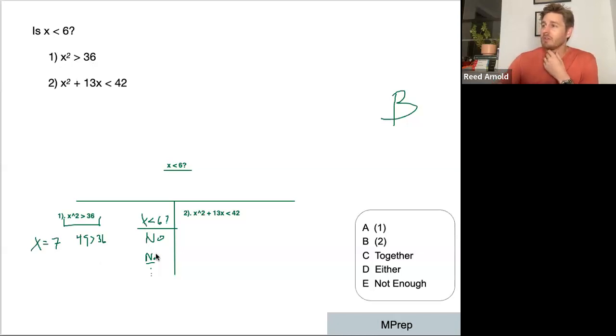So why is statement 1 insufficient? Well, because you can't assume positives. If I say -10, for instance, -10 squared is 100. Yeah, that's bigger than 36. Is X less than 6? Yes. And this, by the way, is what proves insufficiency in data sufficiency in testing cases.